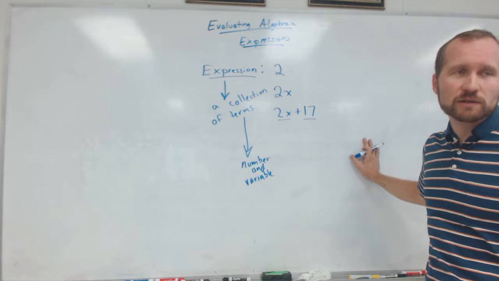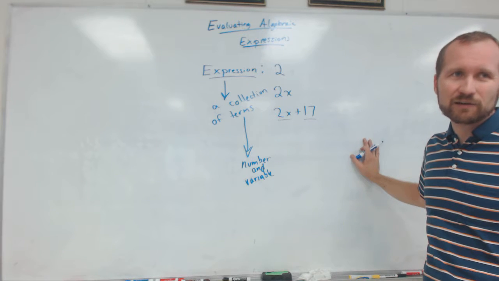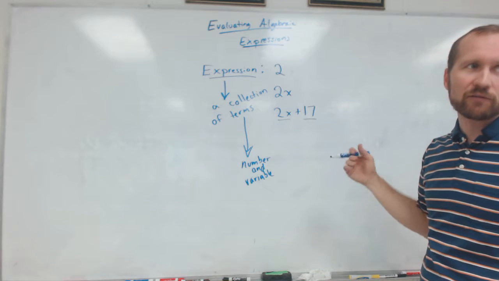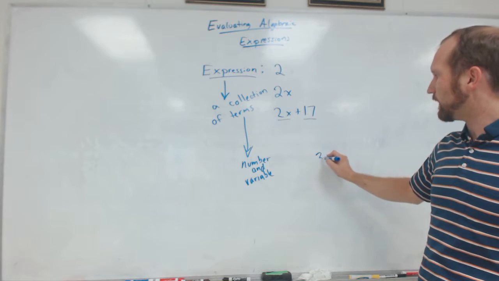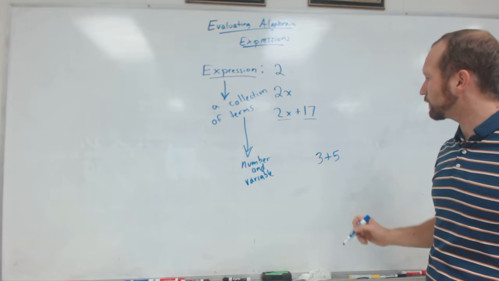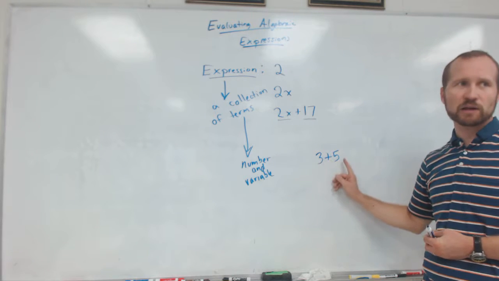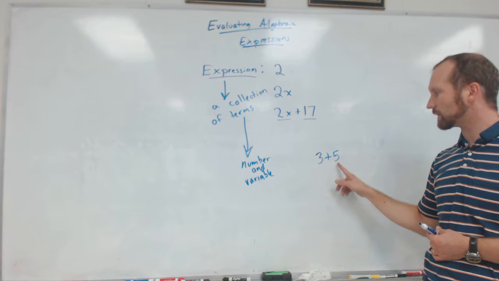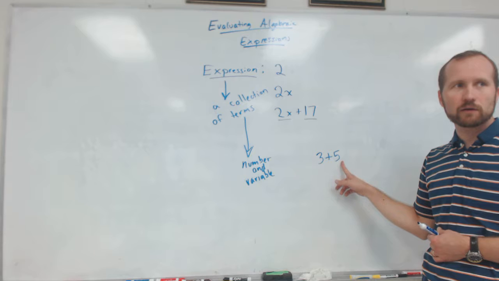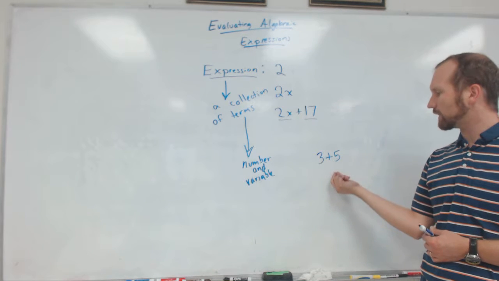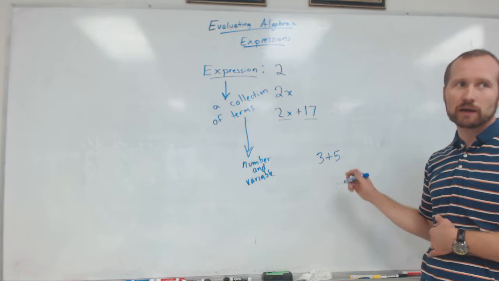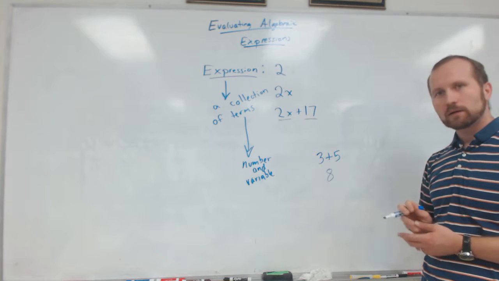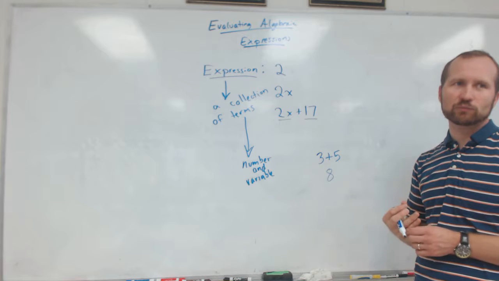Now the thing about expressions is they don't necessarily equal anything. There's no equal sign here. Sometimes we can evaluate expressions, right? Like if I said 3 plus 5, this is technically an expression. It's made up of 2 terms. The first term is 3, and the second term is 5. We could evaluate that into one number, though, which is what? 3 plus 5 is 8. And so then we've simplified that expression.